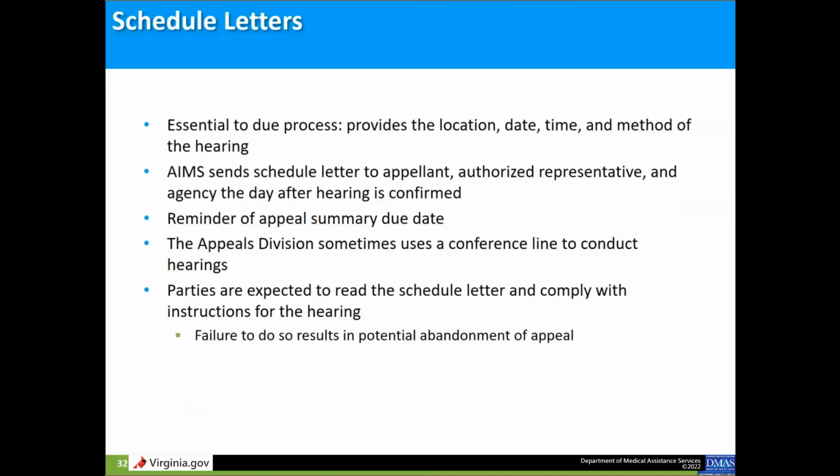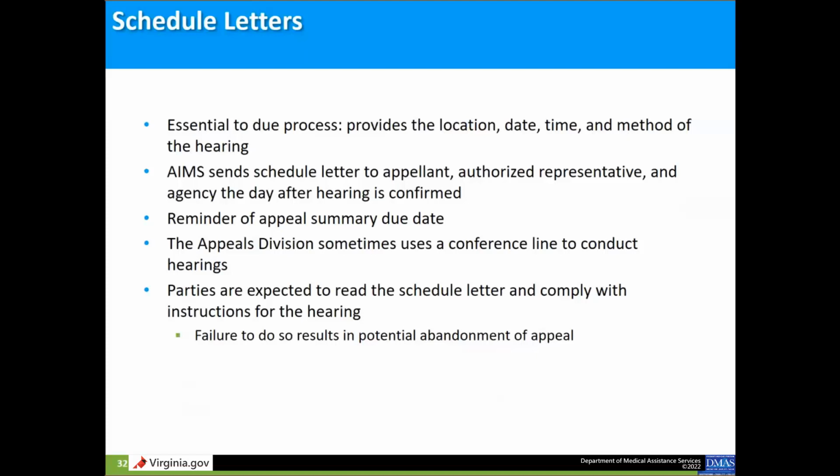Please, of course, note that we do not send out PHI from the AIM system via email, so the coordinator or worker must log into the AIM system to receive this document or any other documents associated with the appeals process. The schedule letter will also contain a reminder of the summary due date. It's important to pay attention to this letter because it describes how the appeal is to be conducted. Most hearings are telephonic, but some may be in person or over a separate conference line.